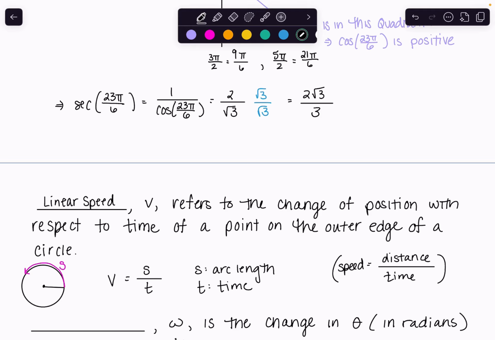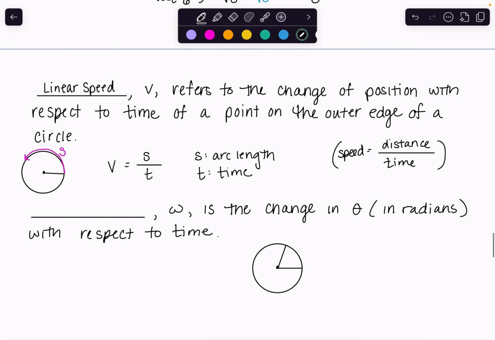Angular speed is a very similar concept, but you're trying to find the rate of change of your angle. So angular speed is denoted with an omega. I know it kind of looks like a W, but it is a Greek letter. So if you need to look that up, this is omega. This is the change in theta with respect to time. And again, our theta is going to be measured in radians. So essentially, I'm trying to see if I map out an angle this big, this is my theta, over a certain period of time, I want to see how fast I went.